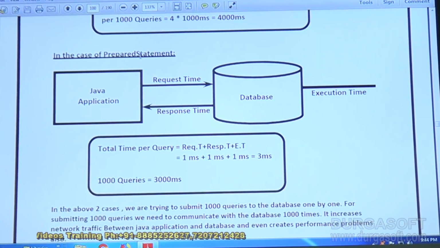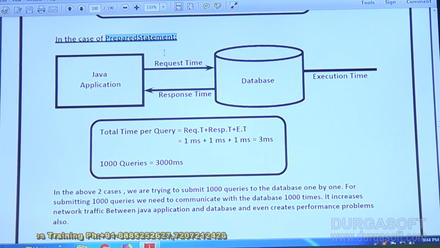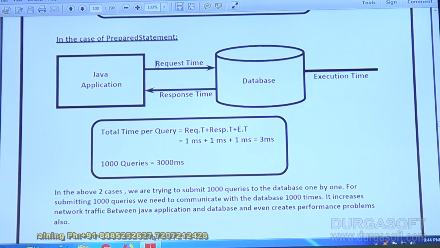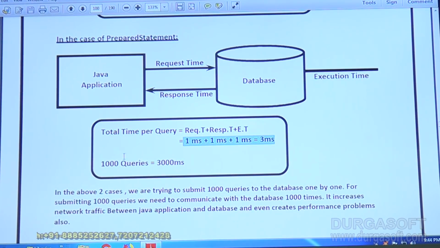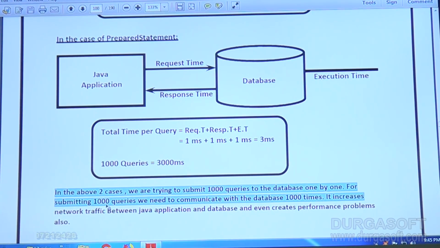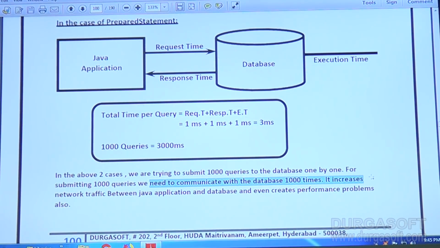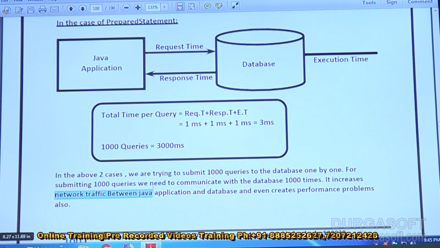Next, in the case of a prepared statement without batch updates: request time, execution time, response time, total time per query 3 milliseconds. 1000 queries, meaning the same query 1000 times, 3000 milliseconds. In the above two cases, we are submitting 1000 queries to the database one by one. For submitting 1000 queries, we need to communicate with the database 1000 times. It increases network traffic between the Java application and the database, and even creates performance problems. I hope everyone can understand.